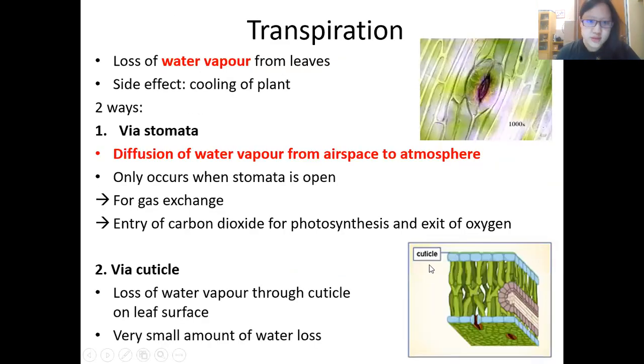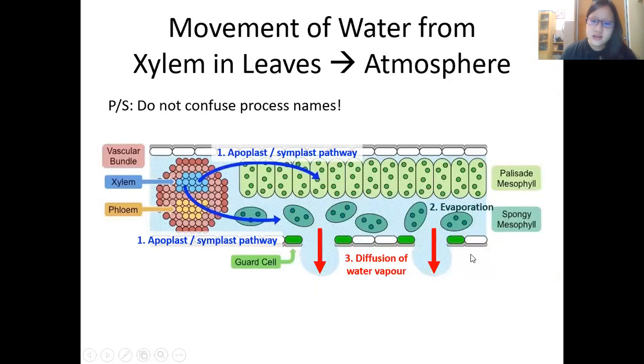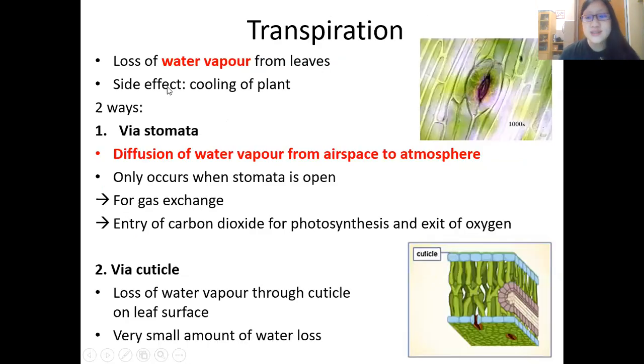This loss of water is called transpiration. This is going into the next video a little bit already, but I just wanted to tell you that it is the loss of water vapor from leaves. Yes, we can see here that water is lost through the stomata, but there's also another way of losing water. So let's do this again. Transpiration is the loss of water vapor from leaves. The side effect is that the plant cools down. It's just a side effect, just an additional bonus feature.